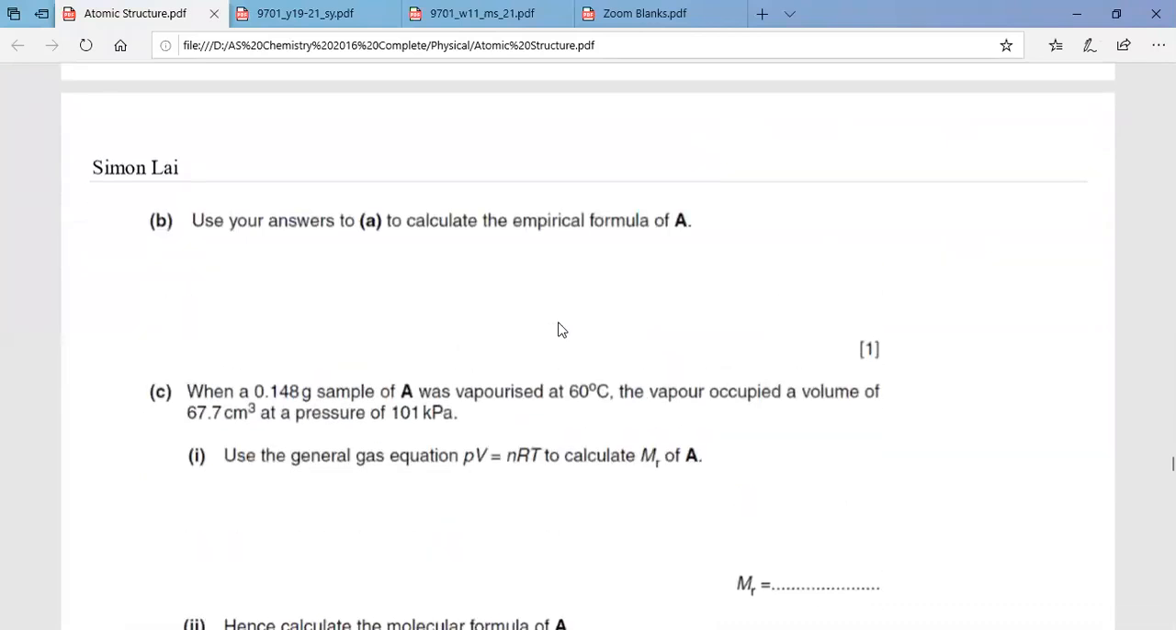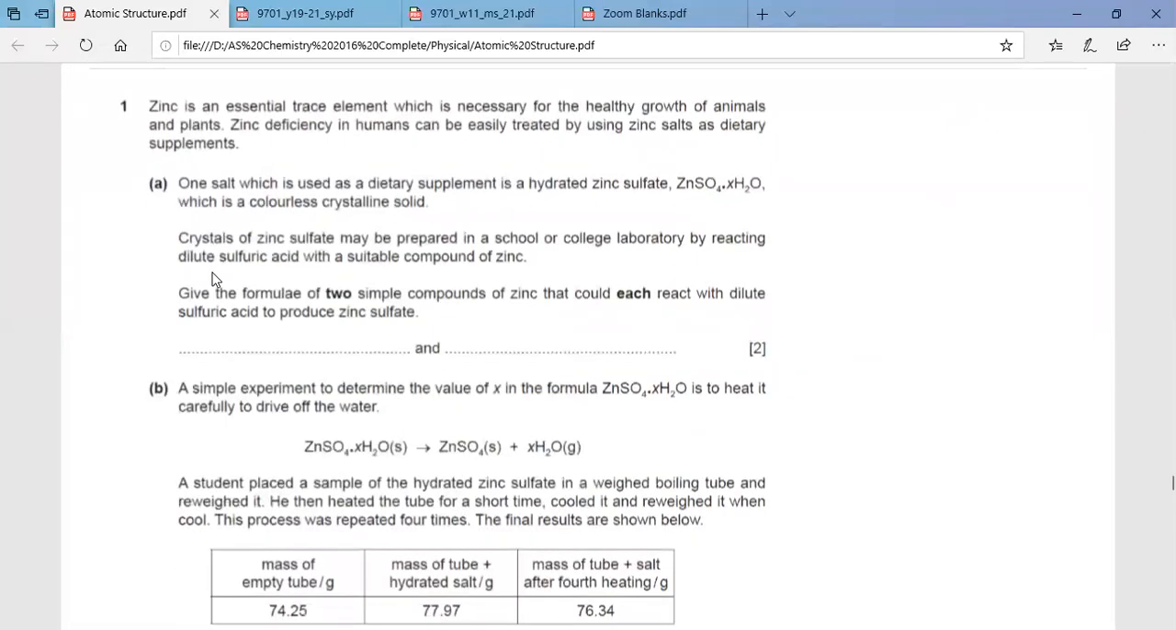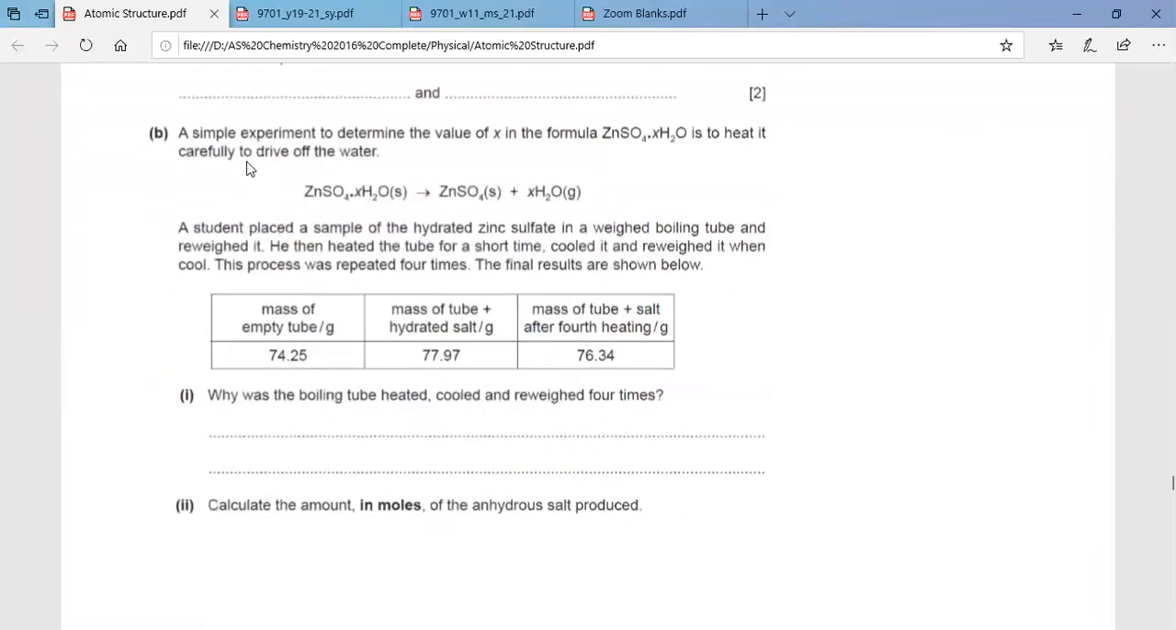Now, last one before the fellow goes quiet. 318. Remember, this is a Form 5 calculation. Zinc is an essential trace element which is necessary for healthy growth in animals and so forth. In this simple experiment we determine the value of X in the formula ZnSO4·XH2O, and heat. Now remember, this is very important. This is the key.